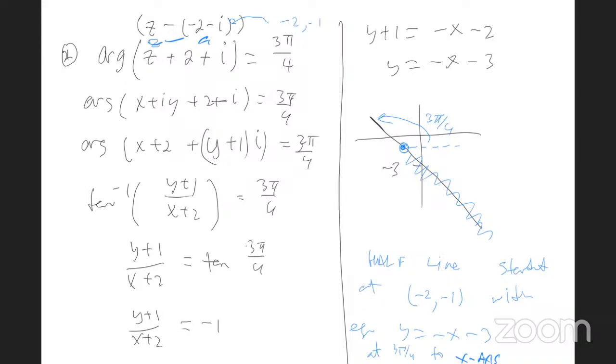So to describe it, you will say it's a half line starting at -2, -1 with equation y is minus x minus 3. Once you give the equation, you don't really have to state the angle to the positive x-axis, because only one line could do that for you. But in textbooks, they might just have the half line, the angle and the starting point. But I like to obtain the equation as well, so you can actually do the plot.